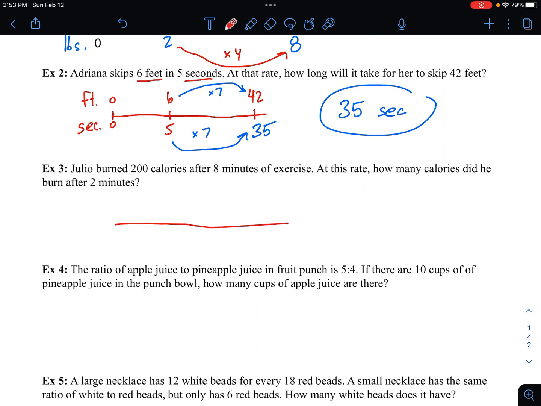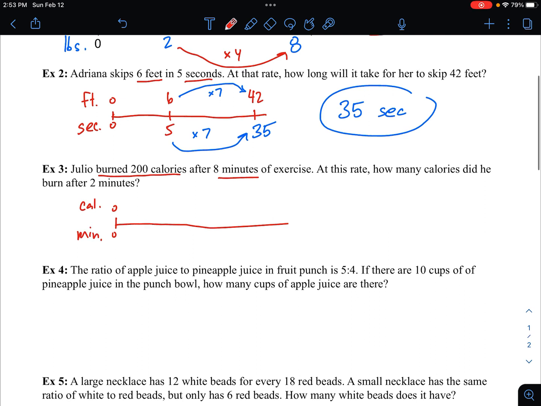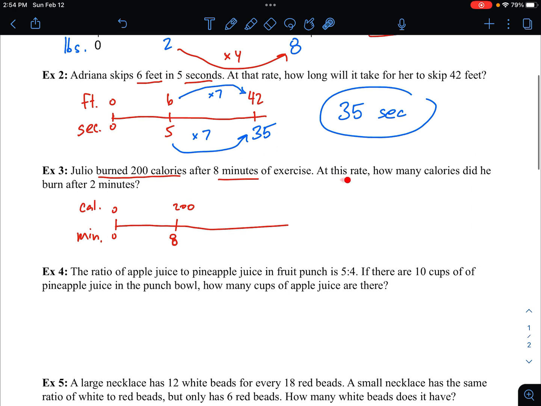So, here we go. Here's my double number line. It starts off with zeros. The two things being compared are the number of calories, burning 200 calories, and minutes of exercise. So, calories burned on top, minutes of exercise on the bottom. So it says 200 calories in 8 minutes. At this rate, how many calories did he burn after 2 minutes? So we don't know the calories after 2 minutes. Oh, 2 minutes isn't over here. 2 minutes is like right over there. So 2 minutes.